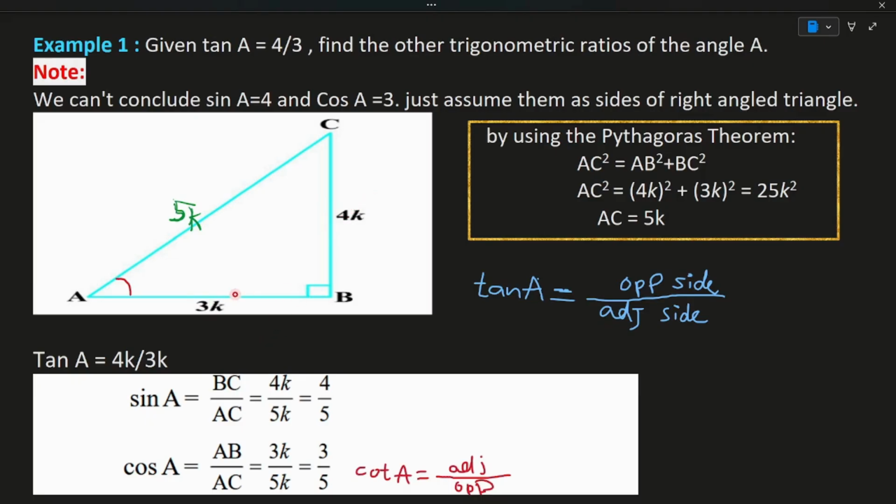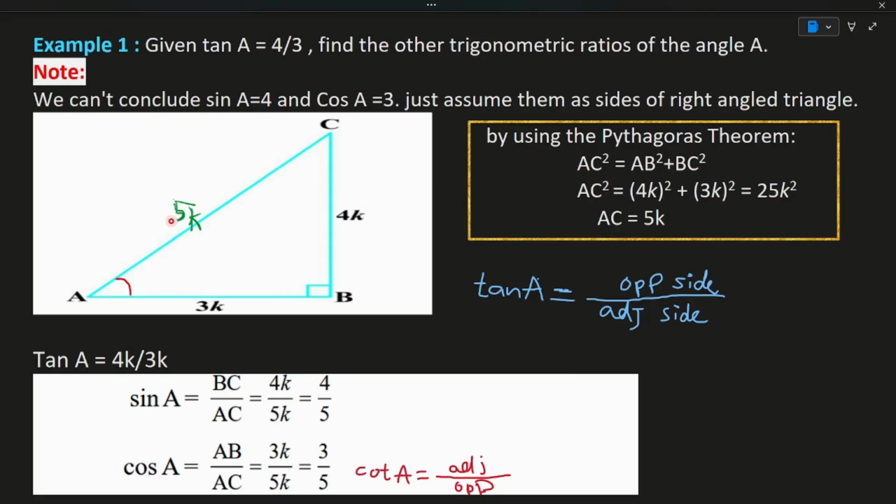By using the Pythagoras theorem, we can find the hypotenuse. We know that the hypotenuse square equals adjacent square plus opposite side square. So AC square, the hypotenuse square, equals, we know that AB equals 3k and BC equals 4k, so it will become 4k square plus 3k square. By solving, we get AC equal to 5k. So this 5k will become the hypotenuse.